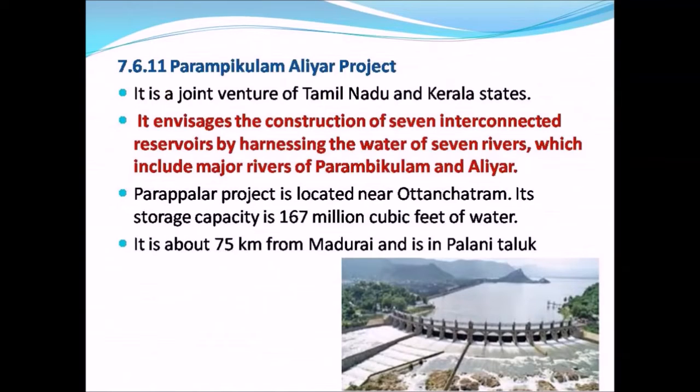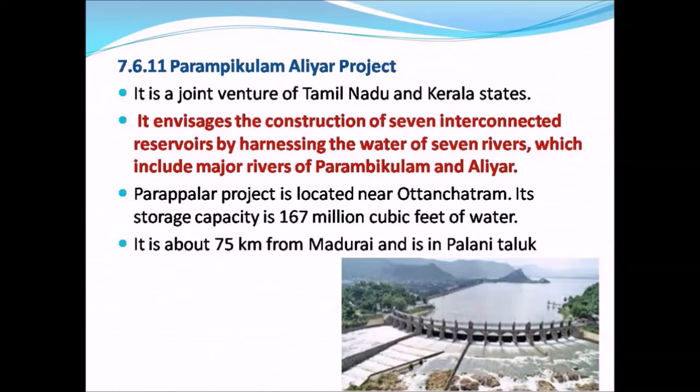Parambikulam and Aliyar project. It is a joint venture of Tamilnadu and Kerala states. That is, it is a joint project of both Tamilnadu and Kerala. It envisages the construction of 7 interconnected reservoirs by harnessing the water of 7 rivers. That is, this project consists of a series of dams or reservoirs. They are interconnected by tunnels and canals for controlling the water of the 7 rivers that flow at various elevations. Among those 7 rivers, the 2 major rivers are Parambikulam and Aliyar.